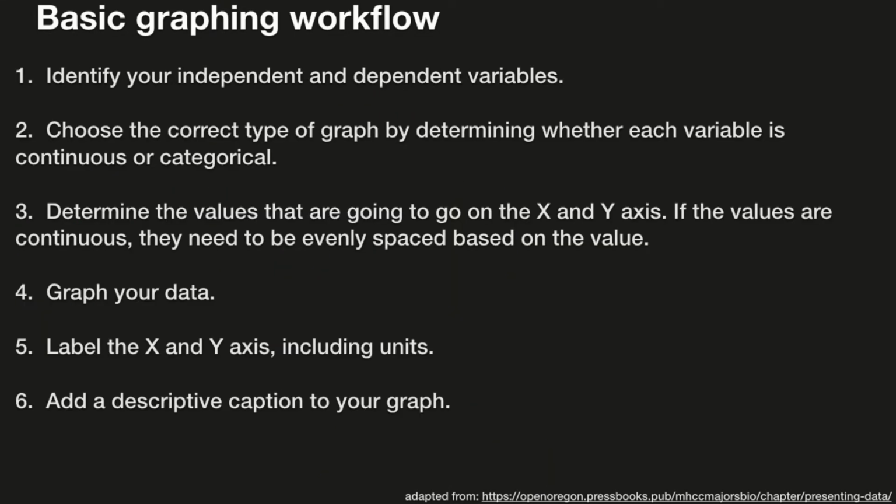And so just to recap, the basic graphing workflow is to identify your independent and dependent variables so you know where they go on the graph. And then based on the combination of continuous versus categorical, think about what kind of graph would be best to represent them, whether it's a bar graph or a scatter plot. And then you're going to figure out which of your variables are going to go on the x and y axis, and you're going to actually graph your data. Then make sure that the axes have informative labels, including units, and then give it a title, a caption, and make it a little more presentable.